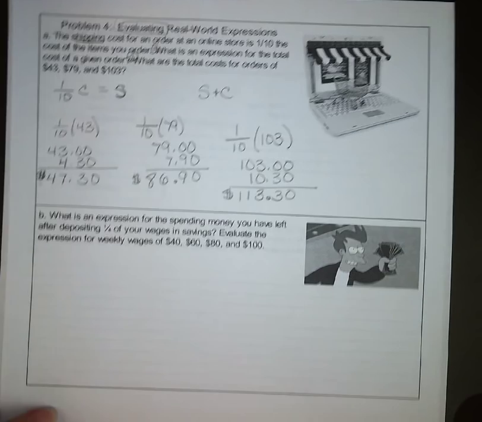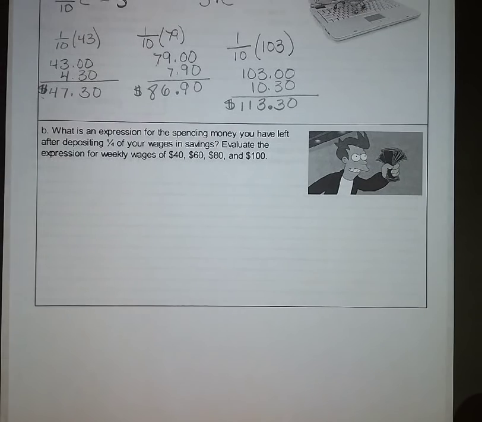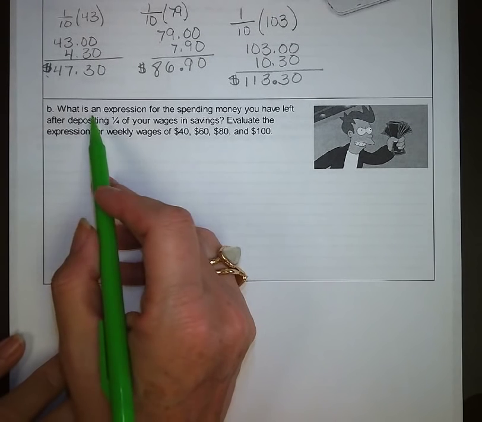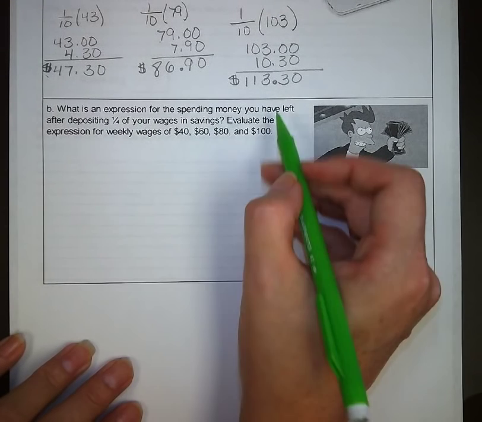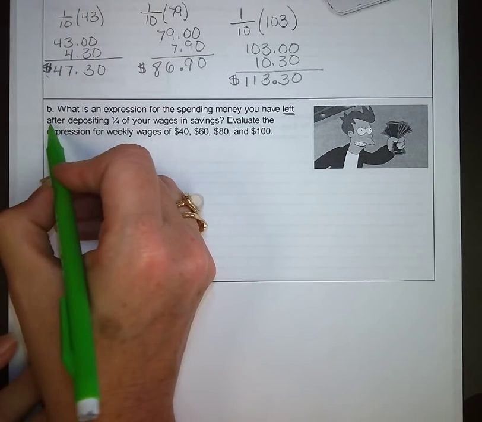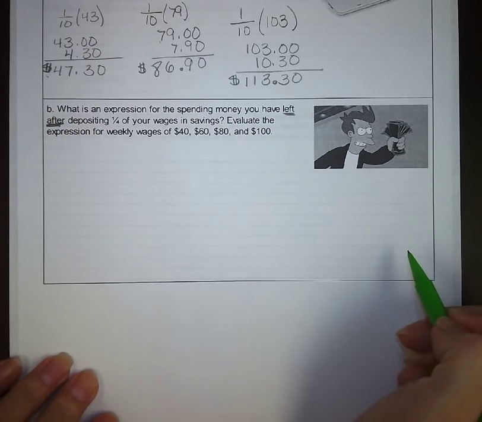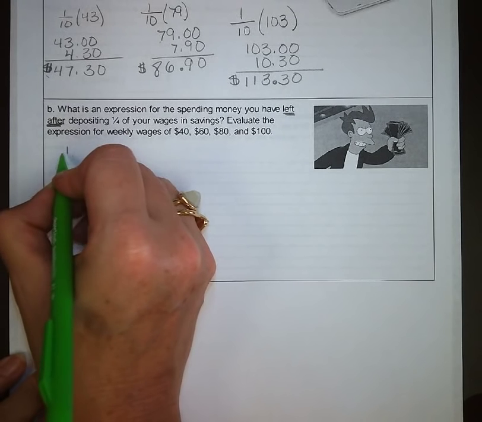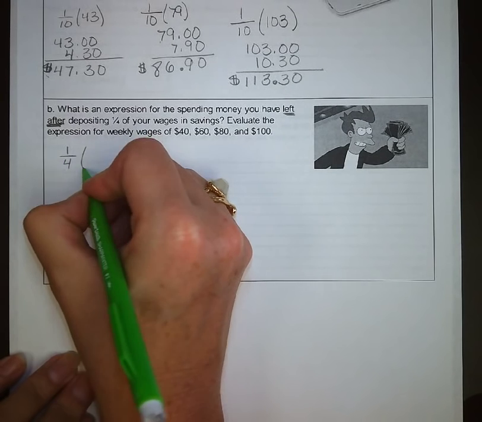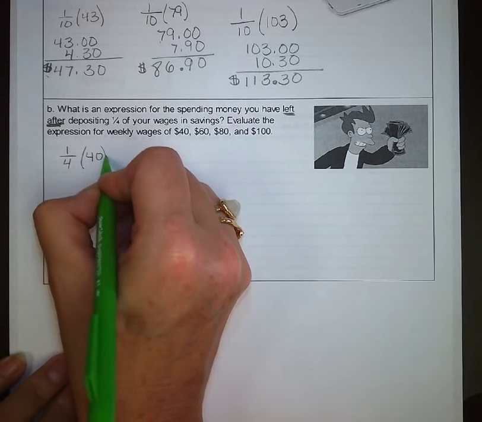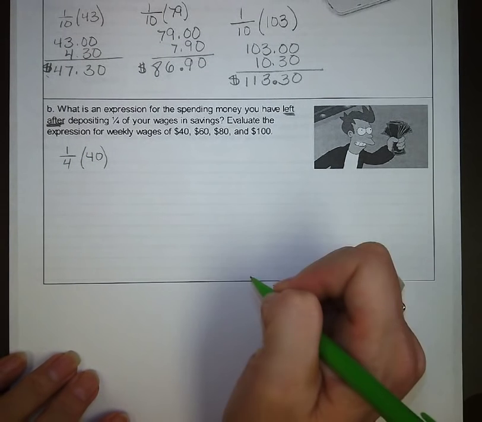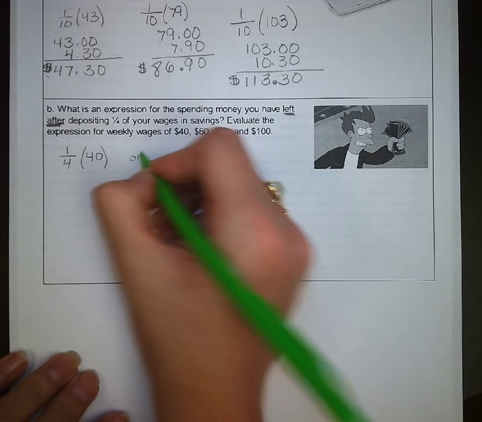Okay. All right. Second up, problem letter B, we've got what is the expression for the spending money you have left after depositing 1/4 of your wages in savings. Evaluate the expression for weekly wages of $40, $60, $80, and $100. So one way you could look at this is you can multiply by 1/4 and then subtract that from your total, which is all fine and good.